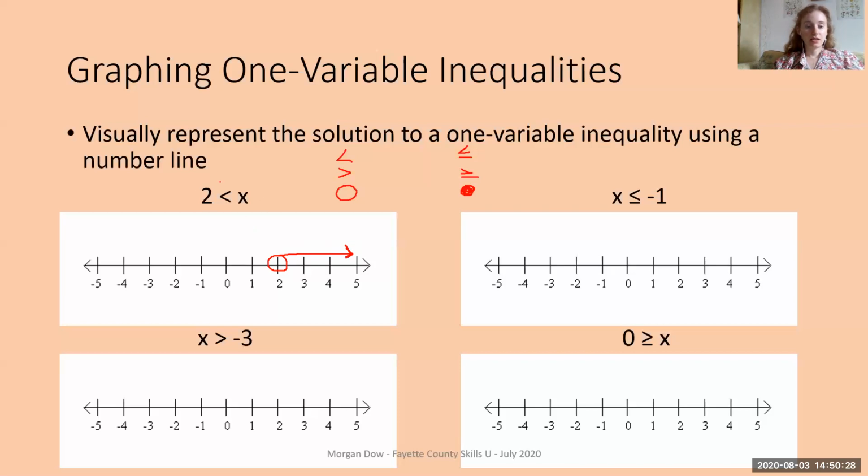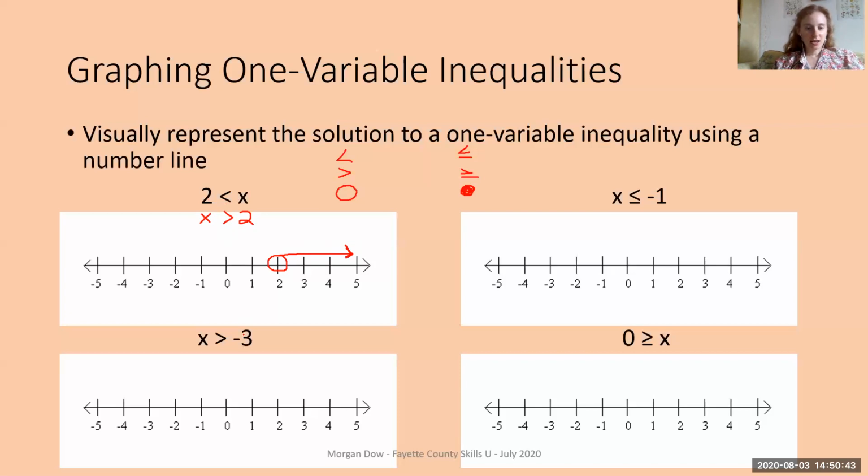Right, I could take this inequality and I could flip it around. X is greater than 2. It would have the same meaning. So this is two different ways of saying the same thing. Actually, three different ways if you include the number line.